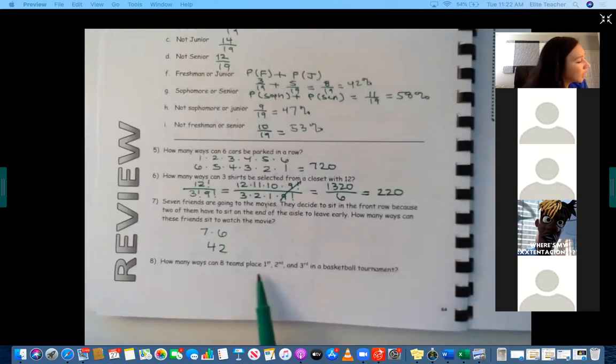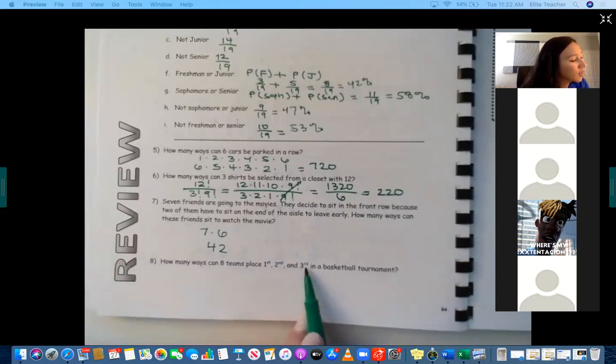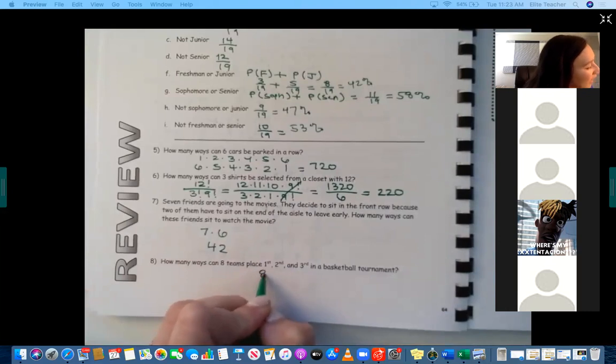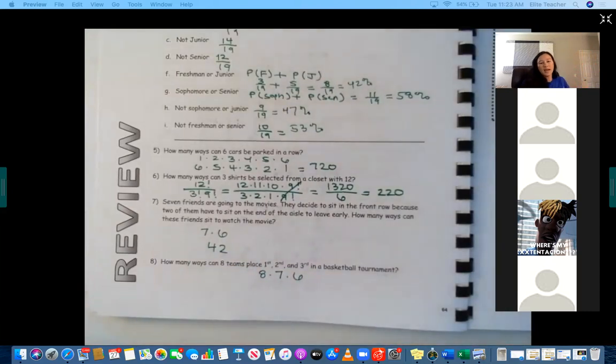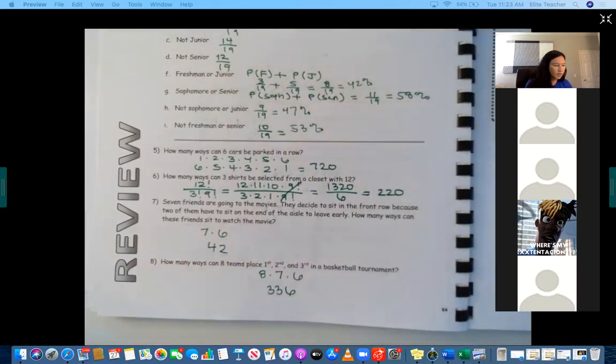And then the last one, how many ways can eight teams place first, second, and third in a basketball tournament? So does the order matter? No. If you're going to be first, second, and third, it doesn't matter if you're first place or get third place? Yeah, it does. So then for first, we can have eight teams, and then second, there'd be seven teams, and then for third, there'd be six teams. So we multiply that. So 336 ways. That's it. Not too bad.